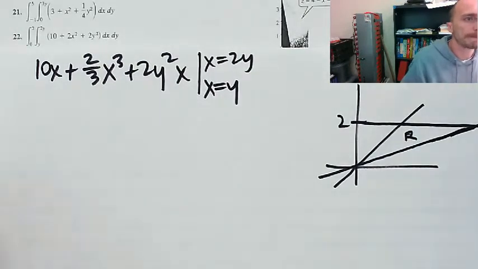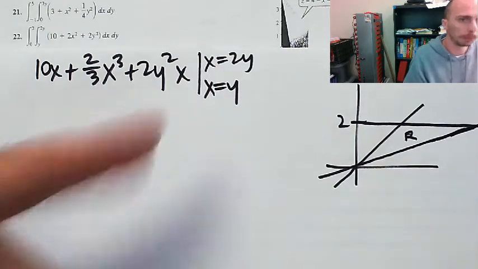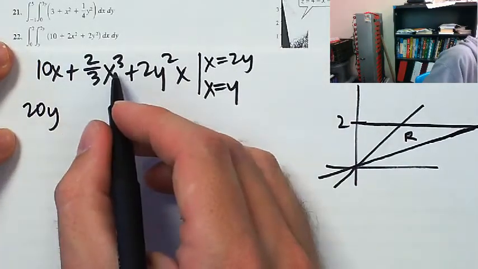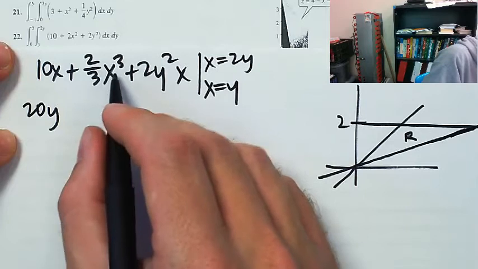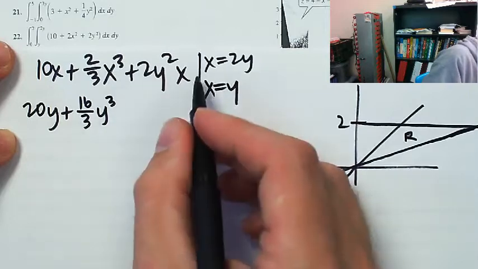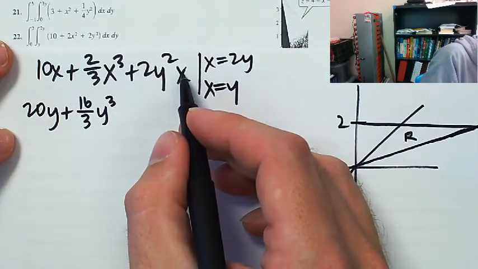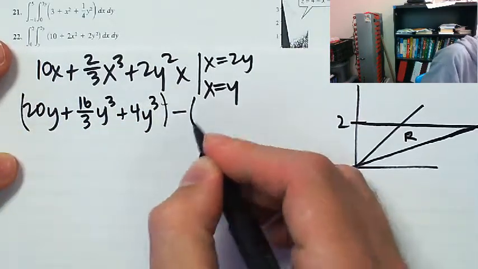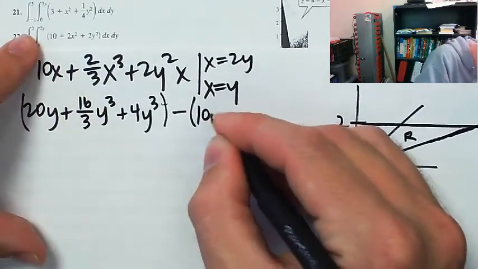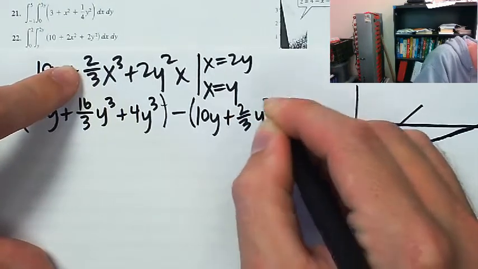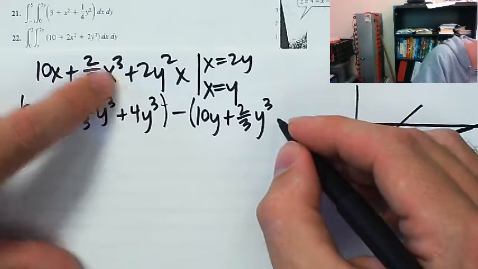Okay. Now, what was I thinking here? Oh, yeah, we're ready to plug in x equals 2y. So that's 20y. X equals 2y, so if I cube 2y, I'll get 8y to the third. So that's 16 thirds y to the third. Okay, when I plug in 2y for x, I'll get 4y to the third. Minus, and when I plug in y, I'll have 10y plus 2/3 y to the third and 2y to the third.